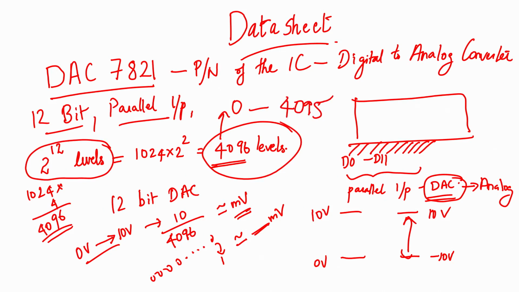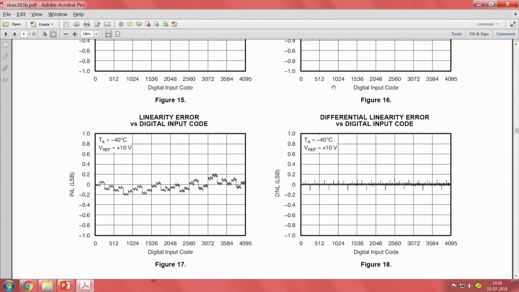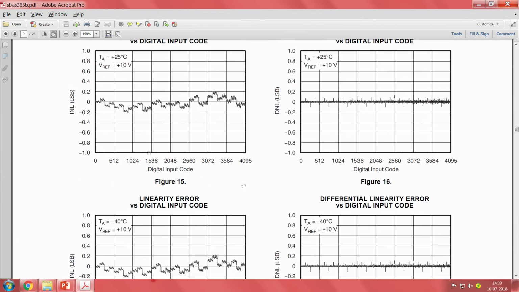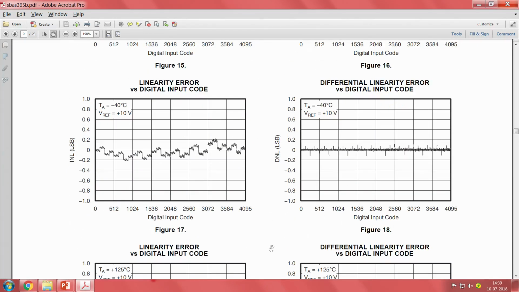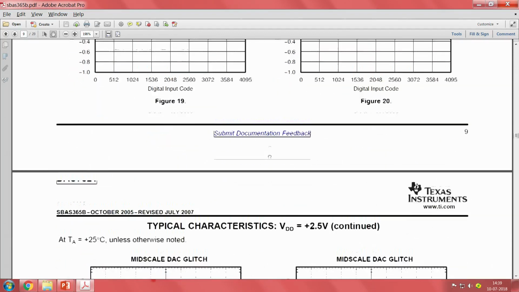So, these are small things that you need to look at from the data sheet, okay. See, the code is going from 0 to 4095. So, that is what they have done. They have characterized the linearity error and the differential linearity error. So, I hope that is clear to you.